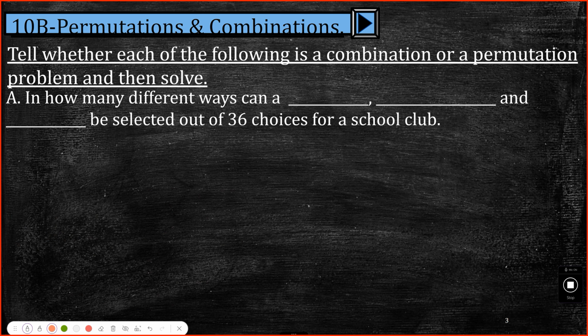In how many different ways can a president, vice president, and secretary be selected out of 36 choices for a school club? So some of you are in a school club, and you have the president of the club, the president of the anime club, or whatever club. So we're going to put it in a ballot for a president, vice president, and you also need the secretary. In how many different ways can we do this?